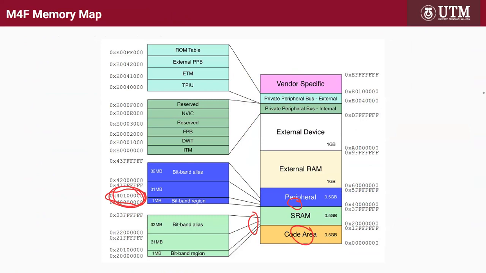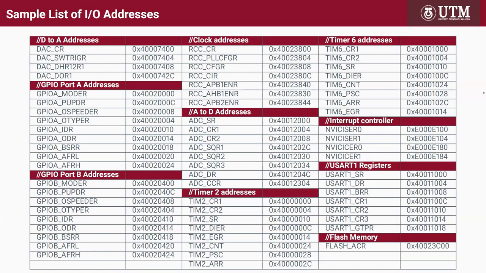This is the most important area for input output, because these are where the peripherals are located. Starting location 0x40000000. So, a sample list of I/O addresses, not complete, just a sample. All start with 0x4000, and then at the back, depending on the location, for example, D2A has a different address than GPIO.